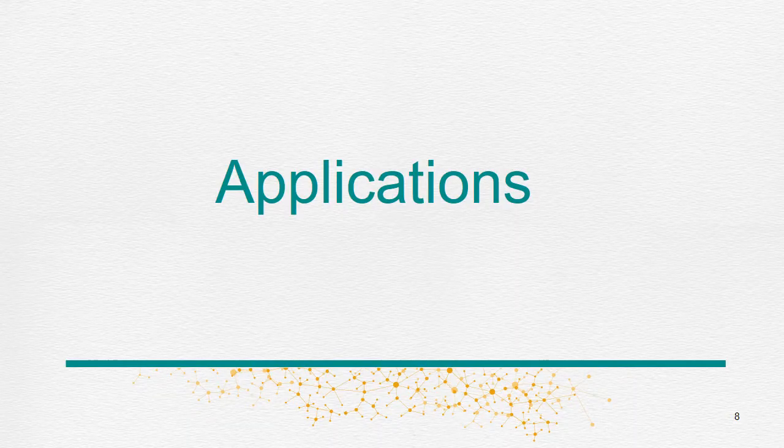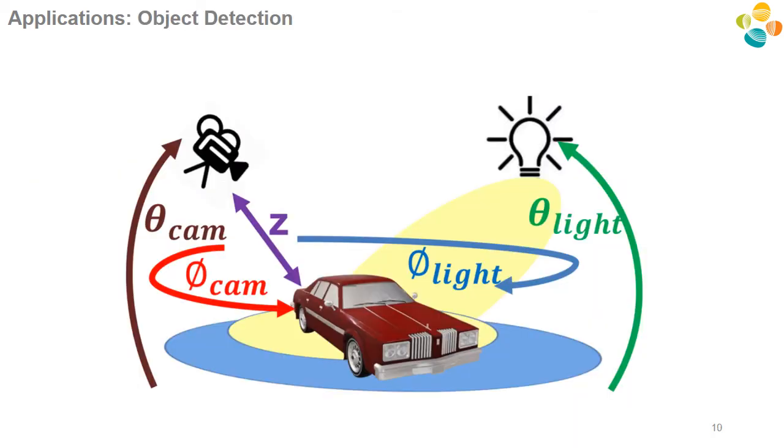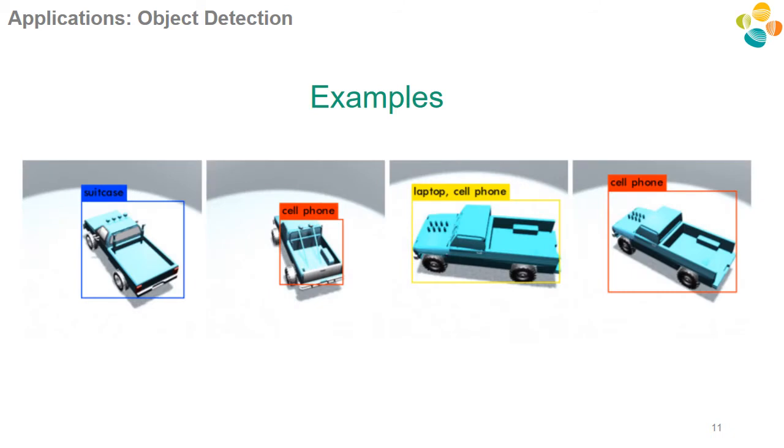Now let's show some applications. We apply our SADA framework on 3 different safety critical applications: object detection with YOLO version 3, self-driving cars in the Carla simulator, and UAV autonomous racing in SEM4CV. In object detection, we define the environment parameters as the camera viewpoint, the camera distance, the light direction, and the RGB color of the object of interest.